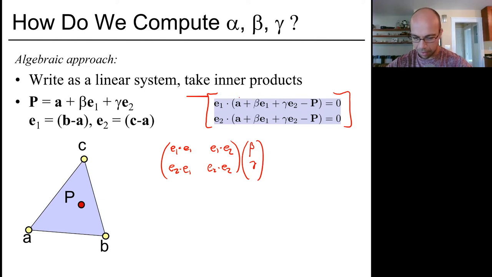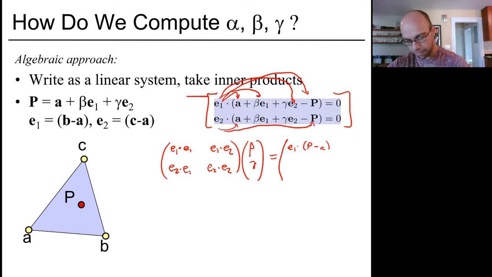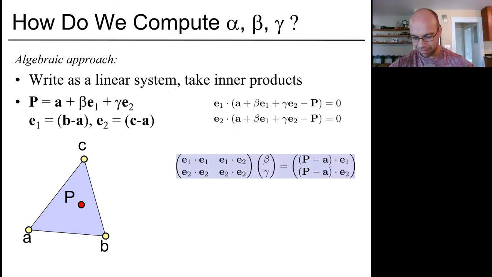So if we read our first row and we distribute out, we'll have E1 dot E1 and E1 dot E2 times beta gamma. And what am I going to have on the right-hand side? I'll have E1 dot P minus A, which is E1 dot (P minus A). And similarly, if I get the second expression here, E2 dot (P minus A). And this is a 2x2 system of equations. This we can actually solve. There it is in, you know, nicer LaTeX format.